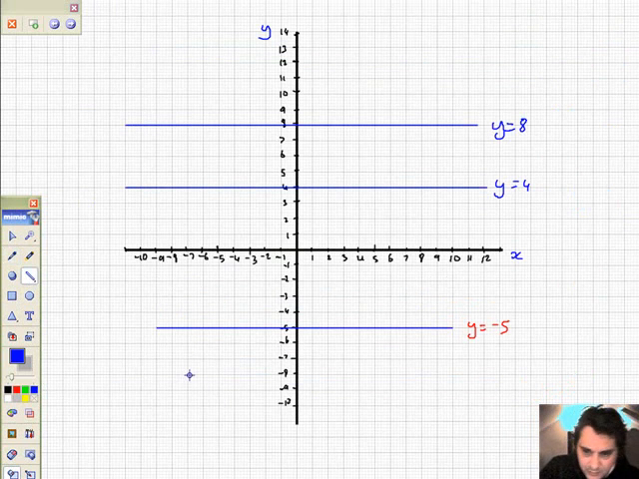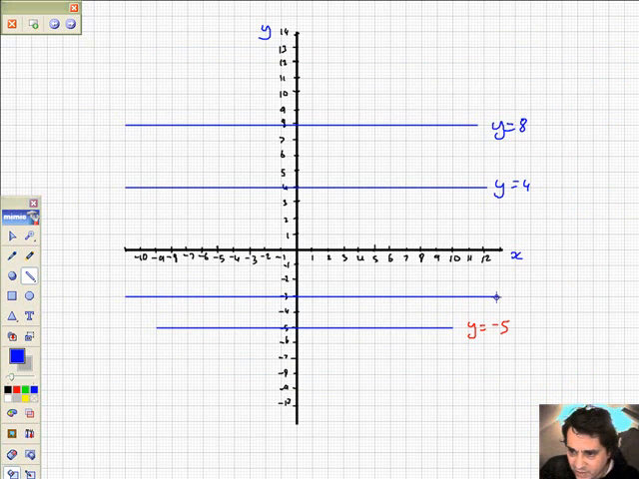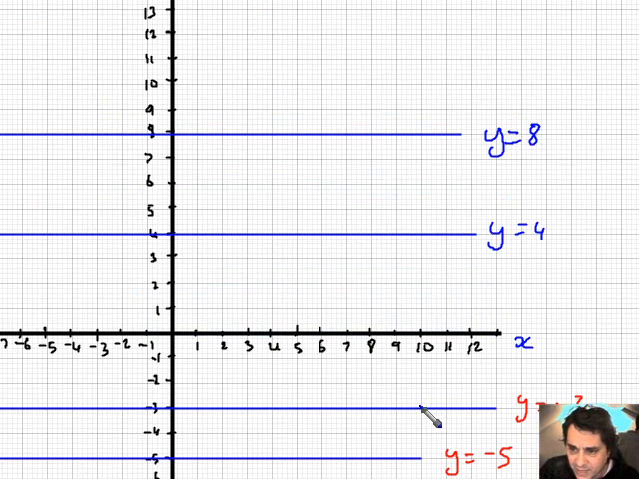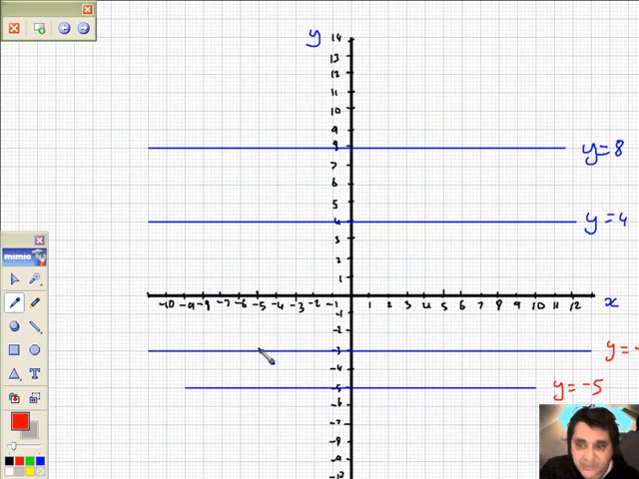Similarly, let's just do one more. I don't know, put it up here I suppose. I can start anywhere, drag it across and just dump it there. That is the equation y equals minus 3. 8, minus 3; 10, minus 3; 3, minus 3; minus 5, minus 3. All the coordinates on that line have a y coordinate of minus 3.